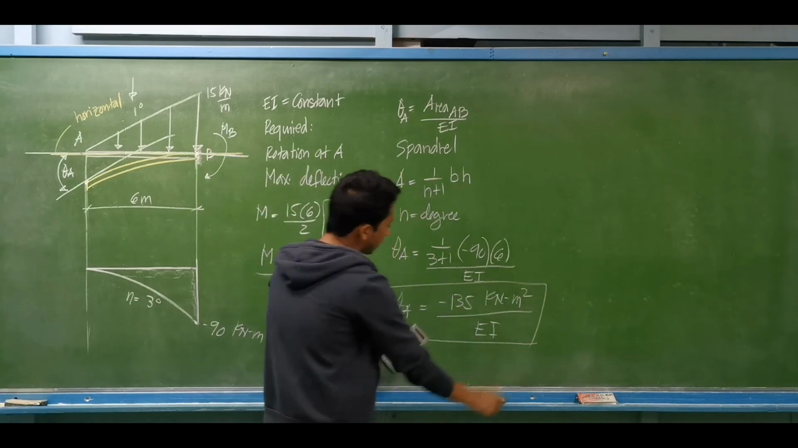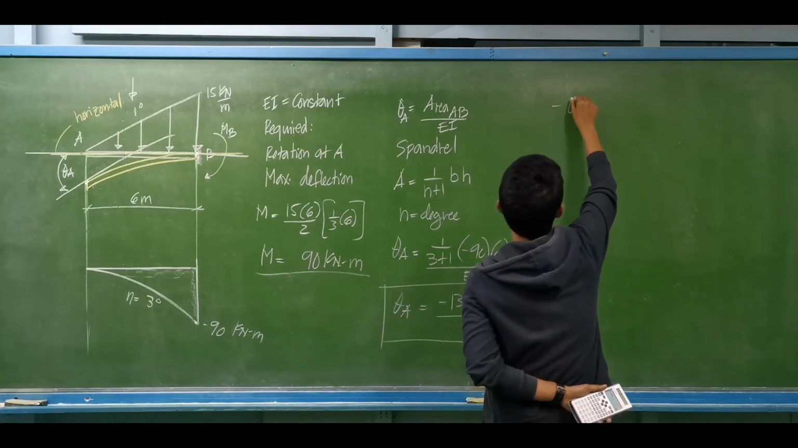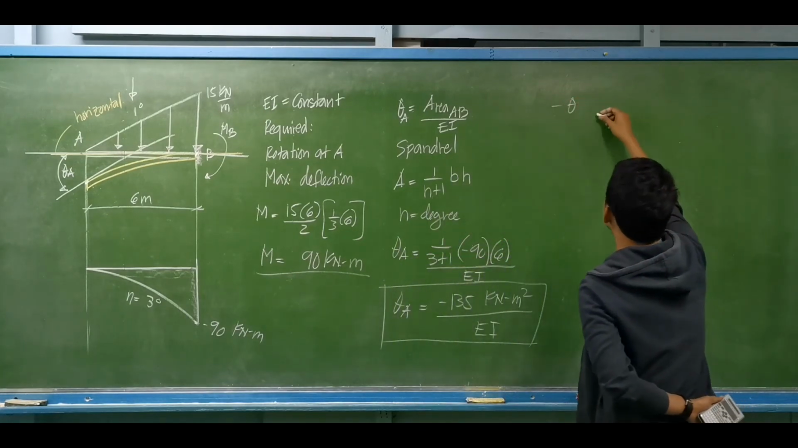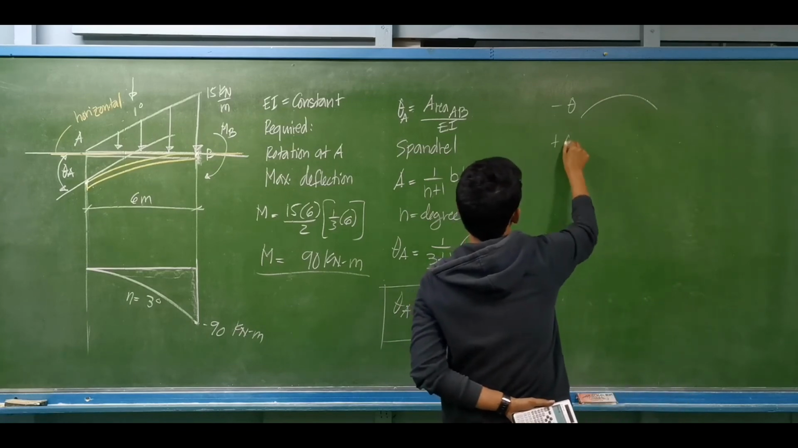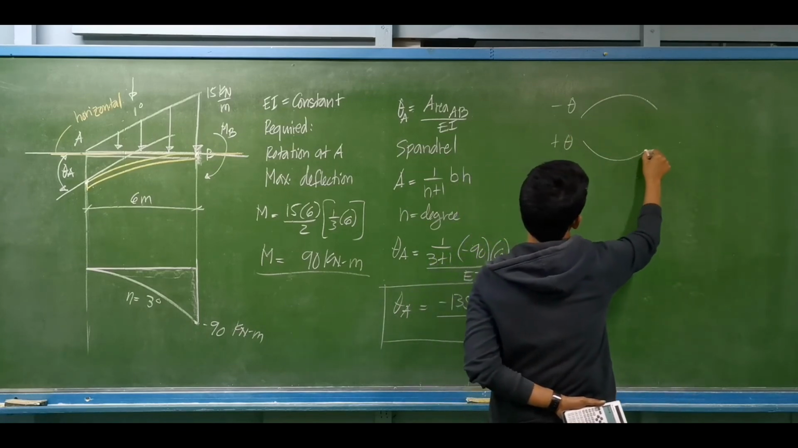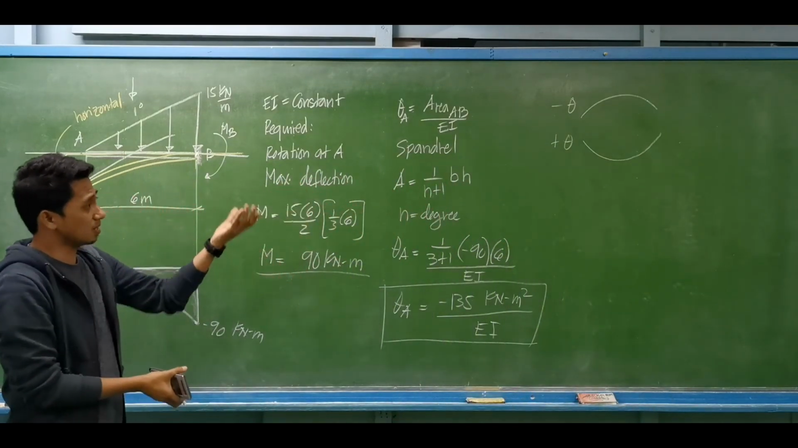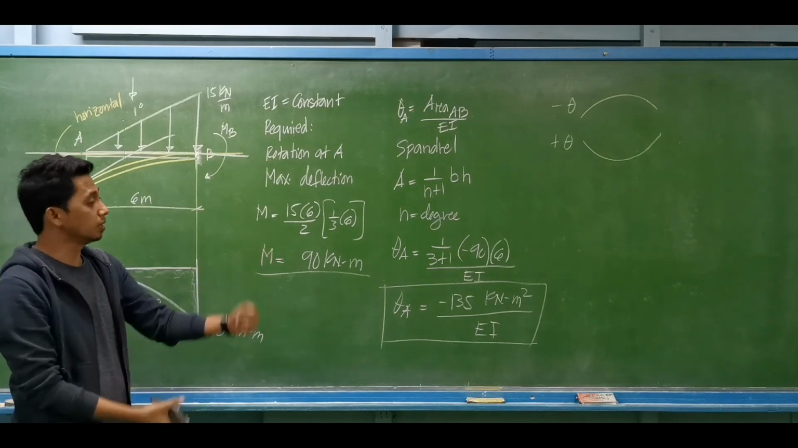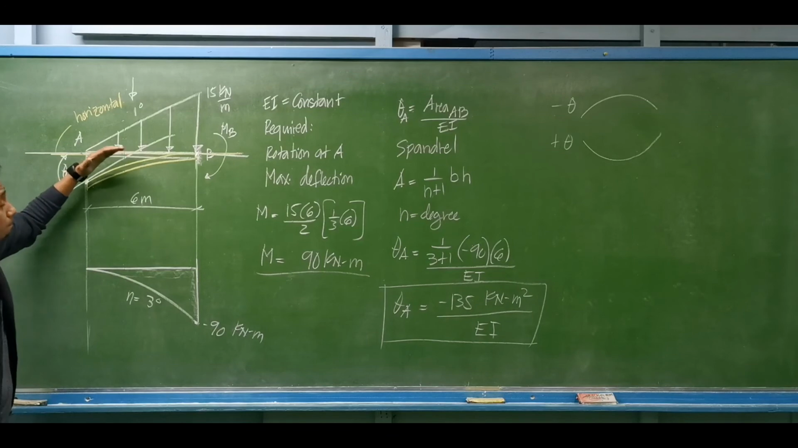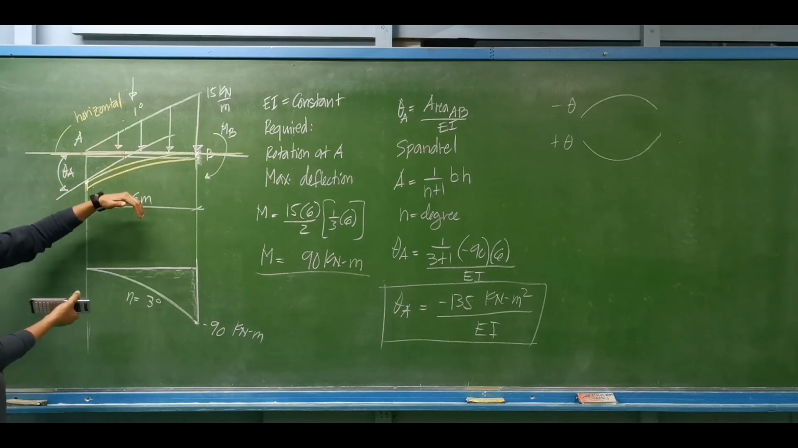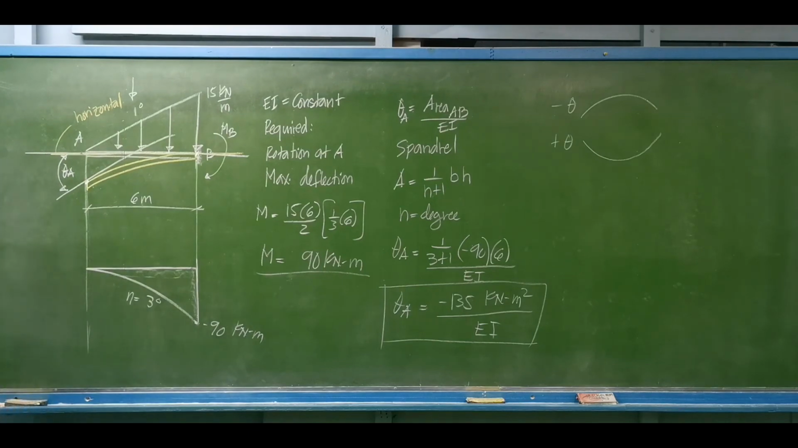So why do we have a negative slope? If the value of theta is negative, or the slope is negative, it means the curve opens downward. If we have a positive theta, it only means that the curve opens upward, or the bend of the beam opens upward. So a negative value only means that the beam opens downward. Alright, so let us determine the maximum deflection.